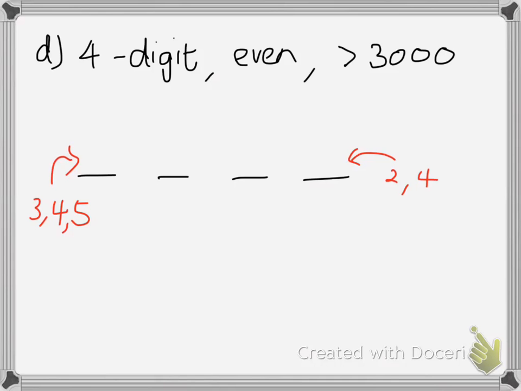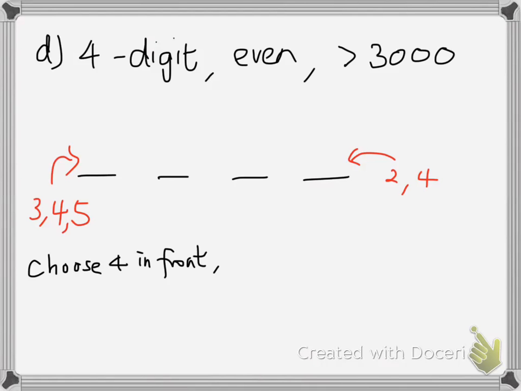But each number can only be used once. If you use 4 in front, you can't use it at the back. If you use it at the back, you can't use it in front. Okay? So what can you do? You have to do 2 different scenarios. Let's say we are choosing 4 in front.